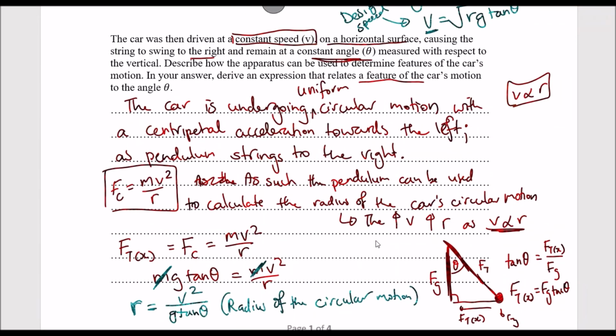Okay, so this is the final response. The car was driven at a constant velocity, but we know that it's undergoing centripetal acceleration towards the left because the pendulum is swinging towards the right. As such, we know that there must be a net resultant force, which we also call the centripetal force, and that the tangential velocity is directly proportional to the radius. So once the tangential velocity increases, the radius of the car as it undergoes that uniform circular motion will also increase. That concludes the explanation for this particular lesson or this particular exam question.